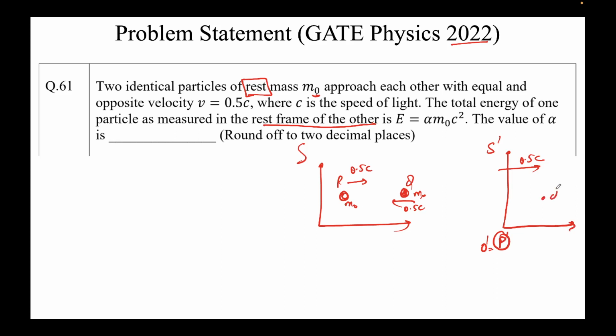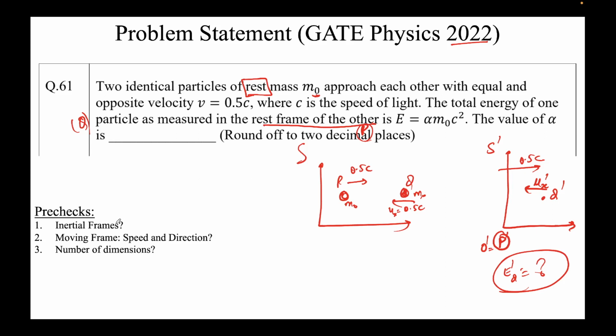But Q will become Q prime, and it will move with a velocity like this, which I'll call ux prime. Here this is ux, and the velocity will become primed. What we need to do is find the energy of Q in this frame, so we need to find EQ prime. That's what it says: the total energy of Q as measured in the rest frame of the other. The other I have assumed to be P, and this particle I have assumed to be Q. So I need to find the energy of Q in P's frame, meaning the primed frame.